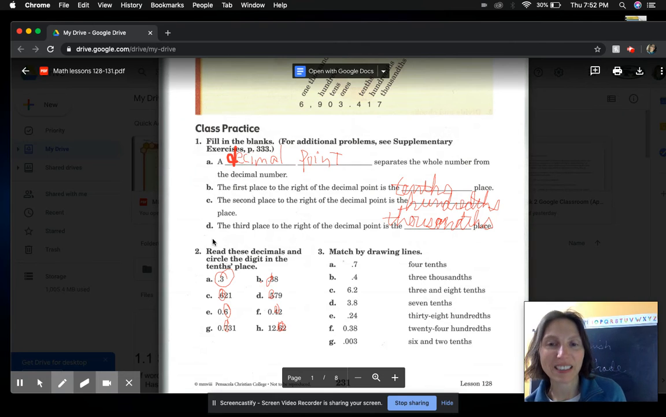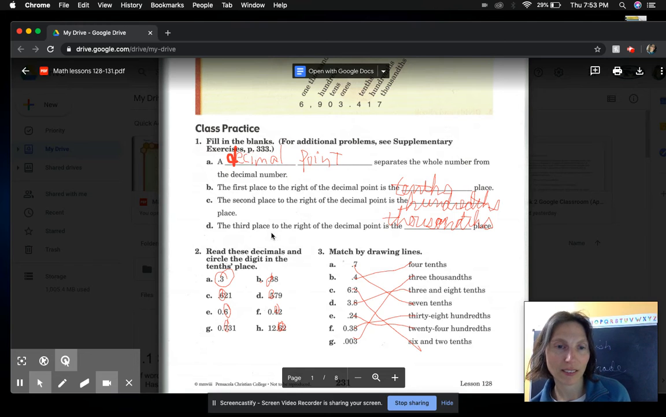Okay, match by drawing lines. So we have 7/10 and 4/10. 6.2 or 6 2/10. 3 8/10. 0.24 is 24 hundredths. And 0.38 is 38 hundredths. Oh, 3 thousandths. Okay.